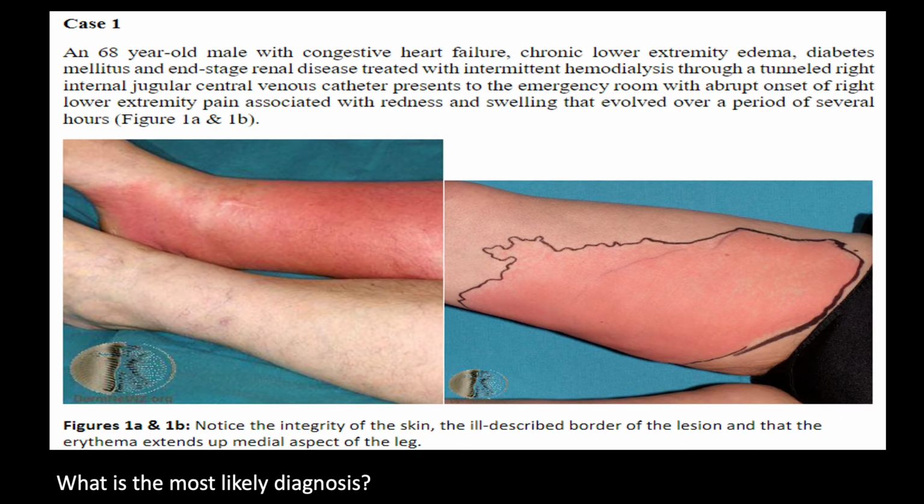Case 1. A 68-year-old male with congestive heart failure, chronic lower extremity edema, diabetes mellitus, and end-stage renal disease treated with intermittent hemodialysis through a tunneled right internal jugular venous catheter presents to the emergency room with abrupt onset of right lower extremity pain associated with redness and swelling that evolved over a period of several hours. So here are the images for our case above.